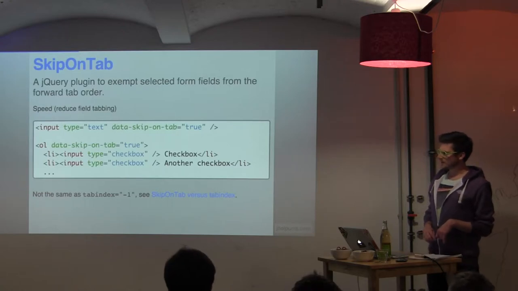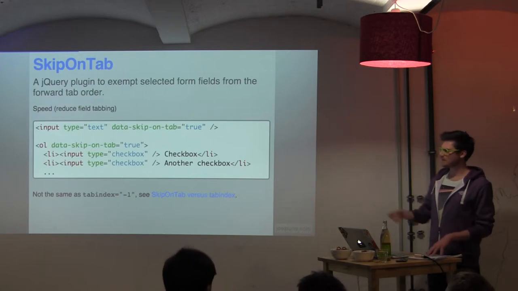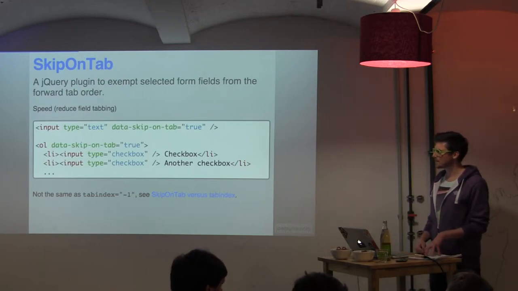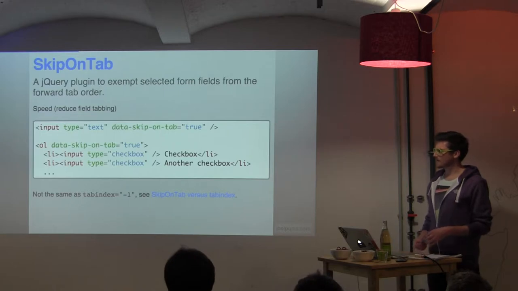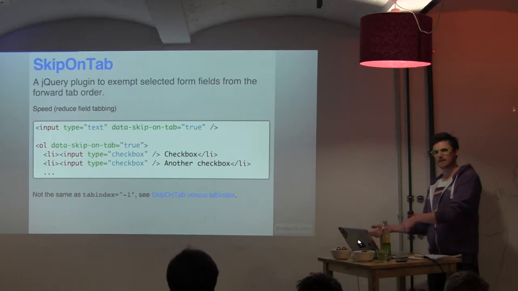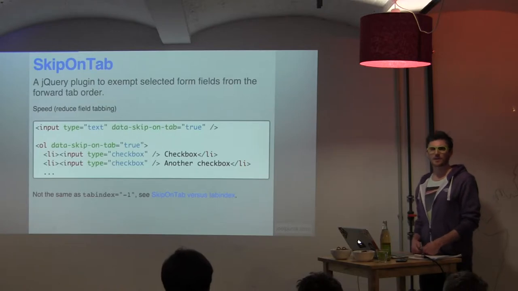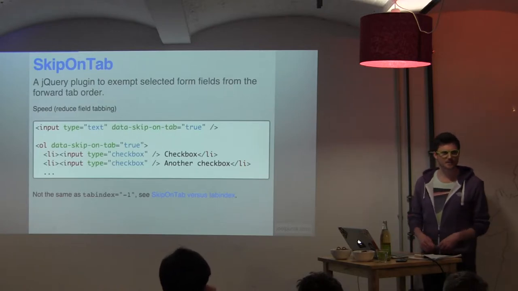But what I usually want to do is to skip a field with tabindex equals minus one, so you can't tab to it. But it turns out that you cannot reach it by any other means than clicking the mouse. And if you are doing this input daily, hour after hour, that actually turns into a problem that you need to reach with a mouse in, let's say, 10% of the cases, because you only need to skip a field in 10% of the cases.